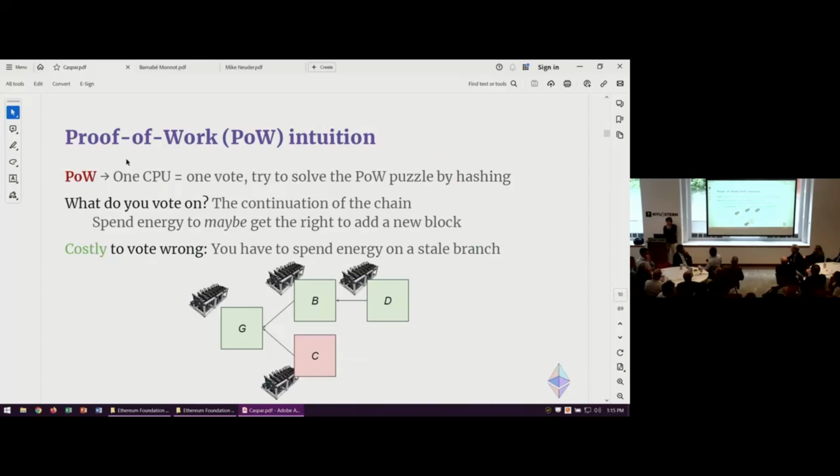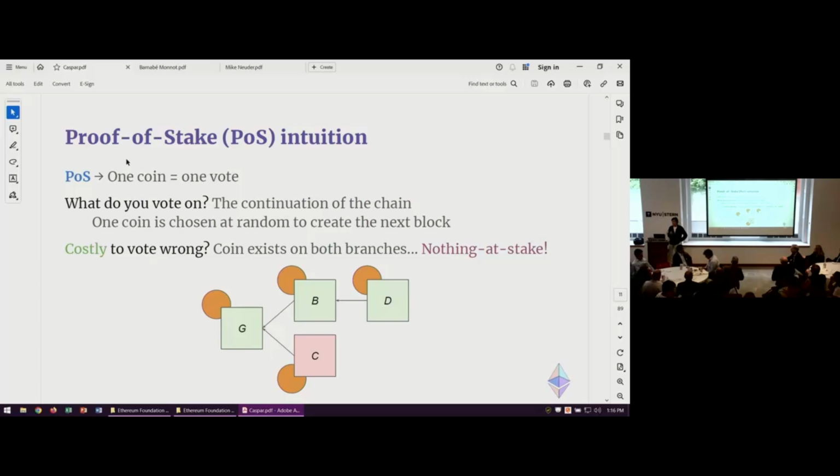The intuition here is that in proof of work, one CPU is one vote. So you can't spin up infinite amounts of identities without expending the cost of actually running CPU units. And so what do we actually vote on? Well, we want to continue the chain, and to do so, we need to spend that energy. And what happens if you end up voting wrong? If you extend a chain that does not become part of the canonical chain, you end up just wasting your energy effectively.